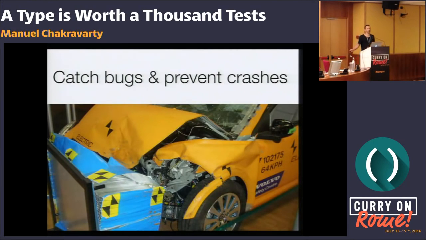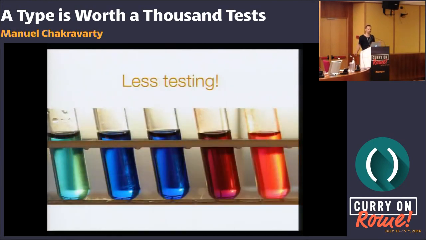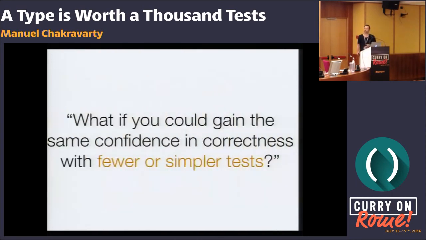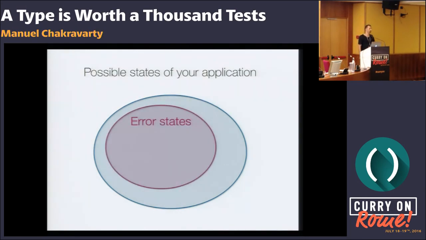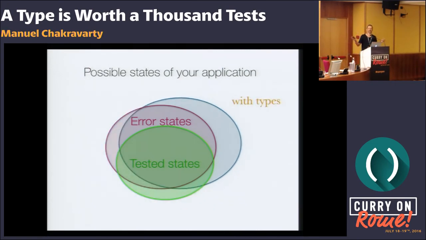Or you could look at it from a different angle and say, well, you have to do less testing. You can get the same confidence in your code with fewer and simpler tests. Why is that? Well, if you look at your application, at the state space of your application, then there are some error states. Those are the states which lead to a crash or undesired behavior, and then we test for some of those. What the type system does is reduce the amount of states the application can get into in the first place, which eliminates some bugs, but it also eliminates the need for some of the tests.